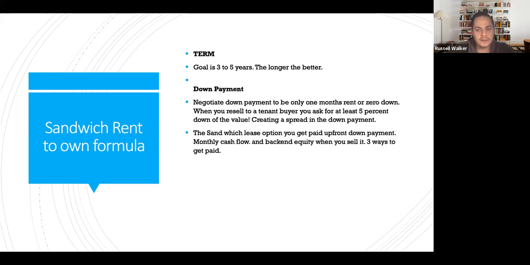Some lease options, you get paid up front from the down payment, you get paid from monthly cash flow, and you can get paid from the back end equity when you actually sell it. So there's 3 ways to get paid in these type of deals, right?